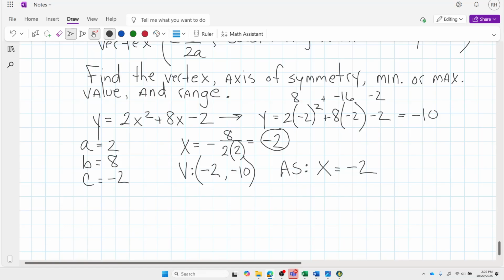Now, does this graph open up or down? Opens up because the a is positive. If the graph opens up, then it has a minimum value. So minimum or maximum value, well, it's got a minimum. And its minimum value is the y at the vertex. So its minimum value is negative 10.